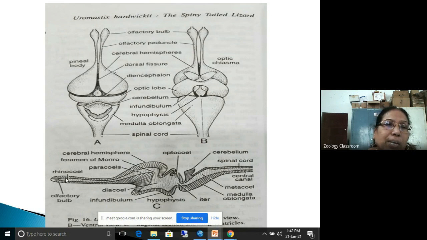So this is the cavity of the olfactory bulb. It is called a rhinocele. The cerebral hemisphere cavity is called the paracele or lateral ventricle. These unite together through the foramen of Monro.